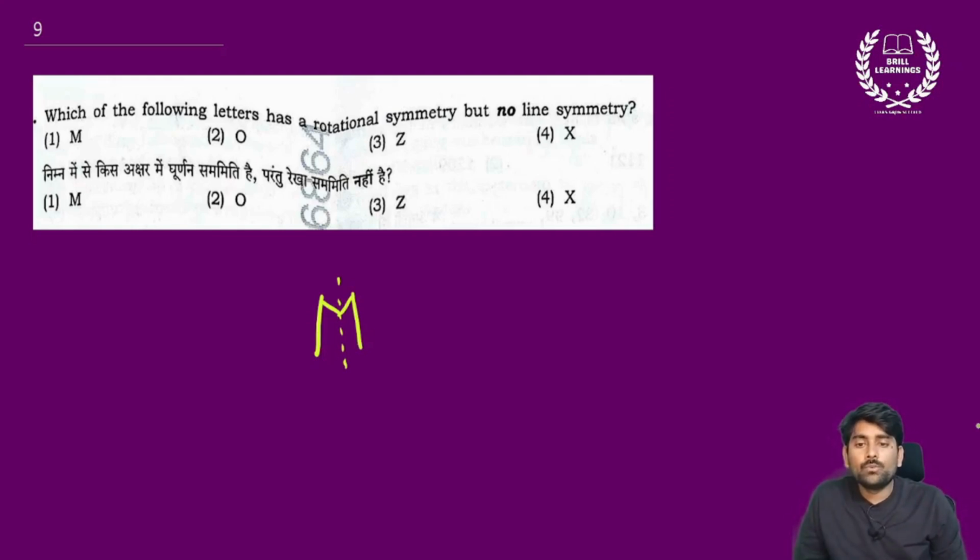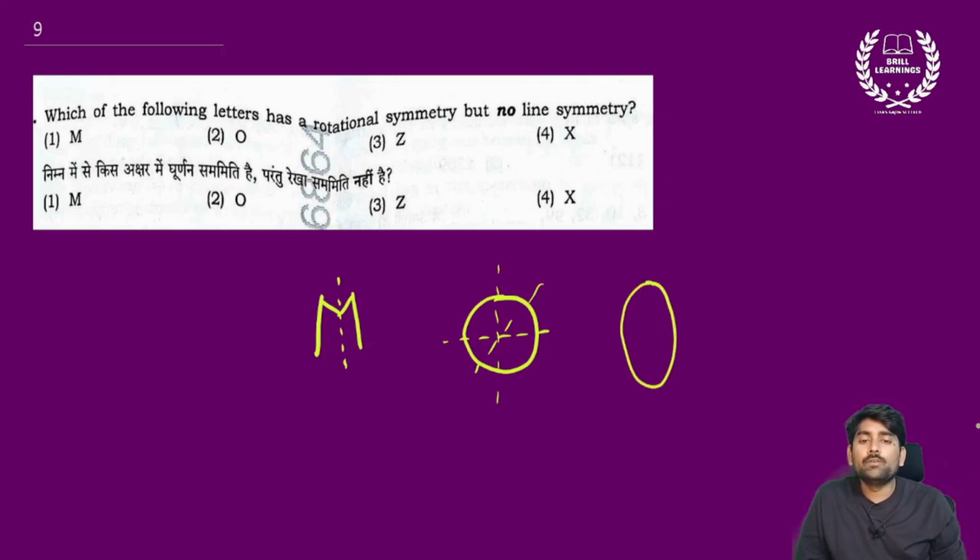Okay, so coming to O. O is circular shape, right? That is why it has infinite number of line symmetries and infinite number of rotational symmetry. Why? Because if I rotate for any number of any degree, it will look like first position only. So that is why. Sometimes they will give 0.